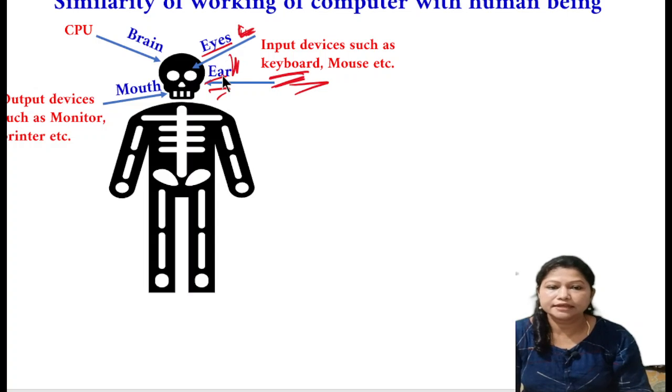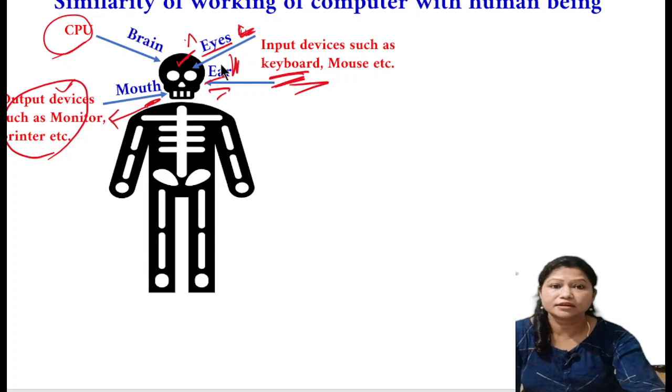After getting the input, we will start calculating, and the calculation will be done in our brain. So this brain can be compared with the CPU of a computer system, where the calculation is done. After we finish the calculations, we will tell the result with the help of the mouth. So the mouth can be compared with the output devices of a computer system, where the outputs are shown to the user. This way a human being works in the same way a computer works.